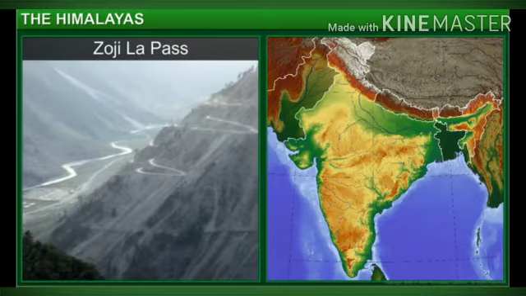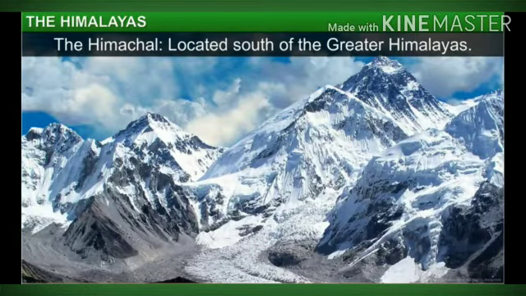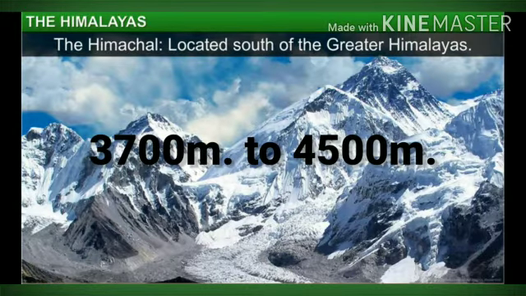The next range, which is known as Himachal, is located south of the Great Himalayas. The height of this mountain is between 3700 and 4500 meters. Hence, this range is also referred to as the Lesser Himalaya. The average width of the Lesser Himalaya is 50 km.